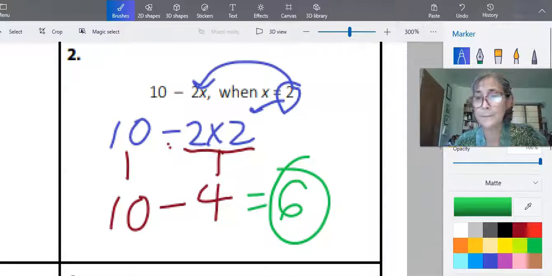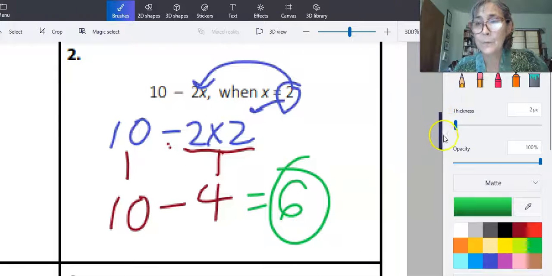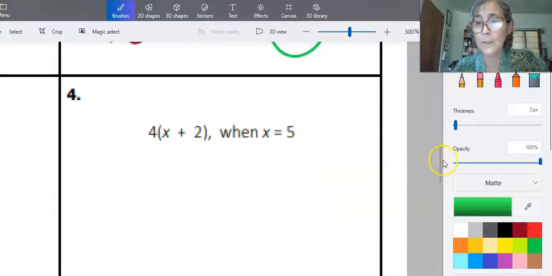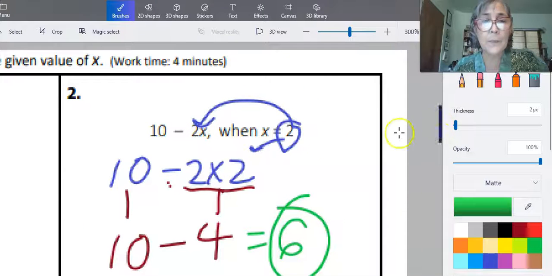That's PEMDAS. We'd be lost without it. If you did it the other way, if you did 10 minus 2 times 2, it would be a whole different answer. 10 minus 2 is 8. 8 times 2 is 16. It'd be a different answer, and it would be wrong because you always have to do the multiplication before the subtraction.